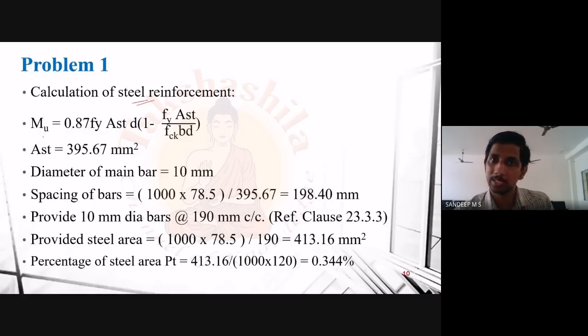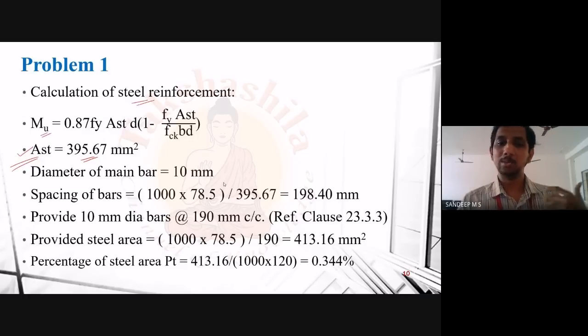For that we have to use the equation corresponding to an under reinforced section, which is Mu is equal to 0.87 Fy AST into D into 1 minus Fy AST by Fck B D, and from this you can calculate the value of area of steel. Once we complete up to this point, I will tell you how to provide the reinforcement.